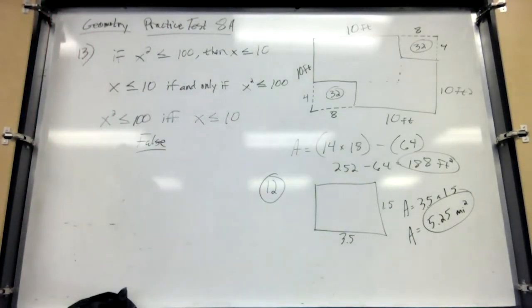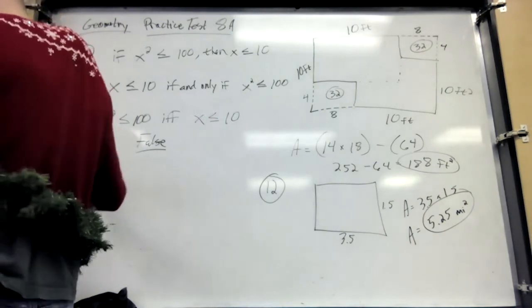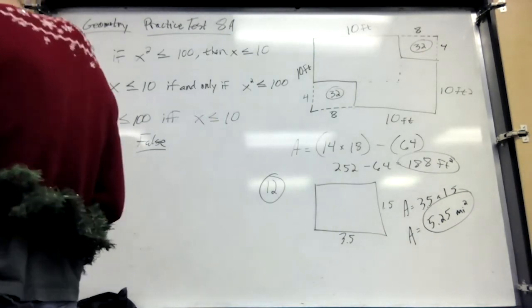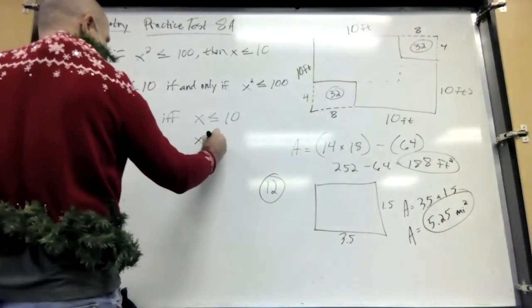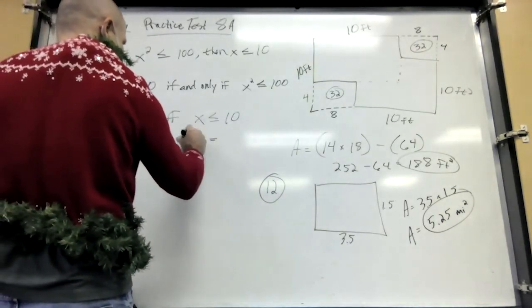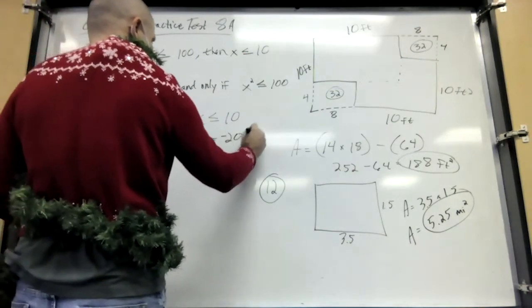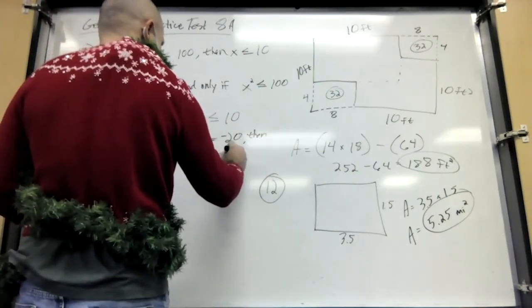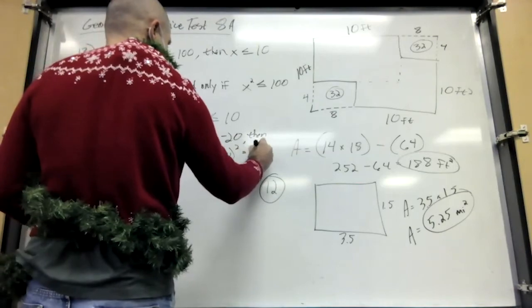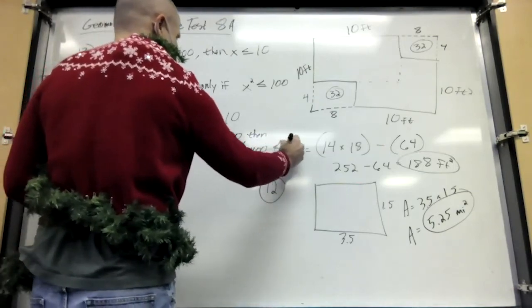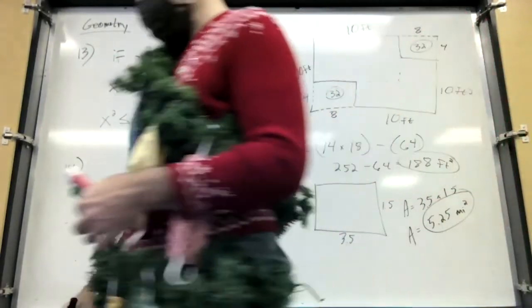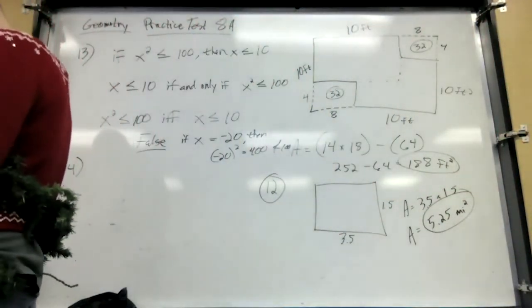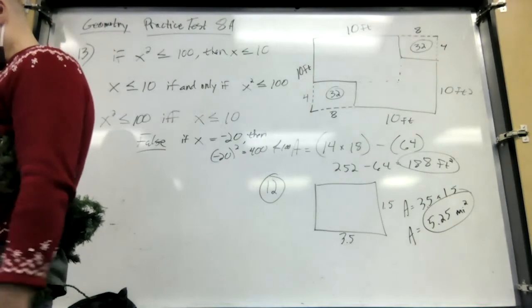Okay, number 14. Explain why or why not. You could say if x is negative 20, then negative 20 squared equals 400, which is not less than 100. You can just give me a counterexample. All right, just give me a counterexample. x equals negative 20, it's fine.